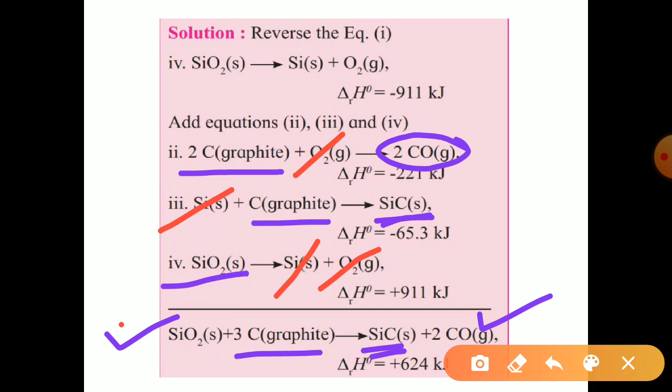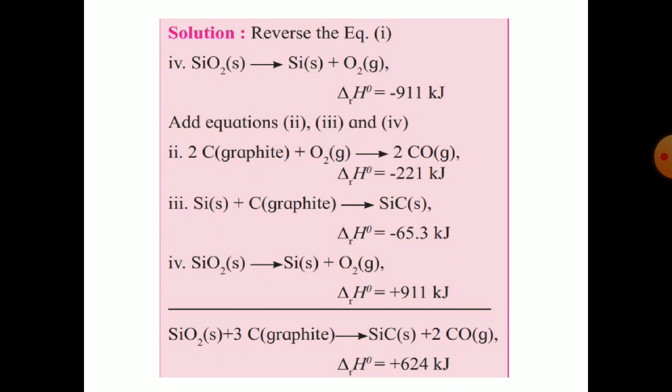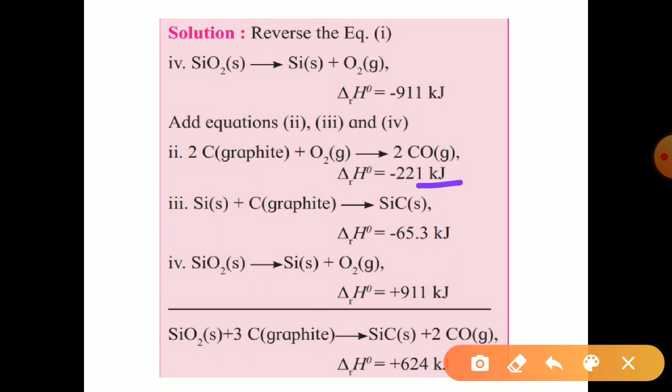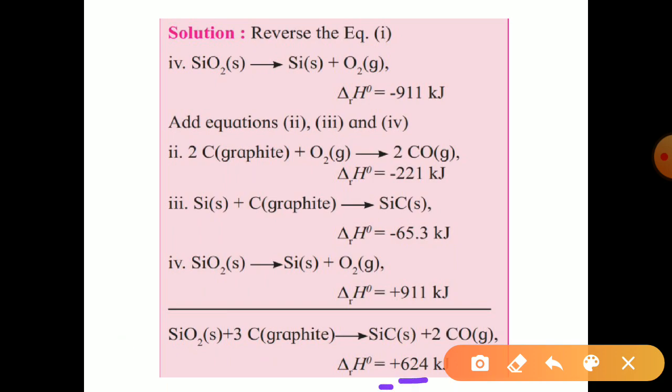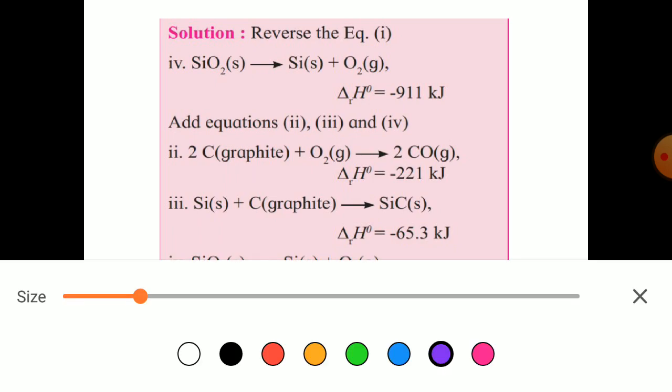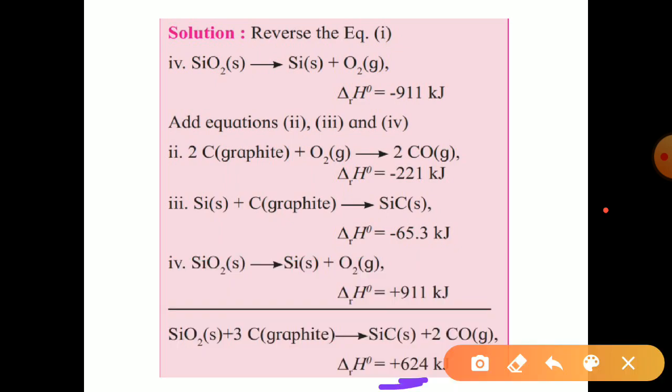Now add these 3 enthalpy values. After adding we get 624 kilojoule. This is the value of the overall enthalpy of the reaction. So this is the application of the Hess law.